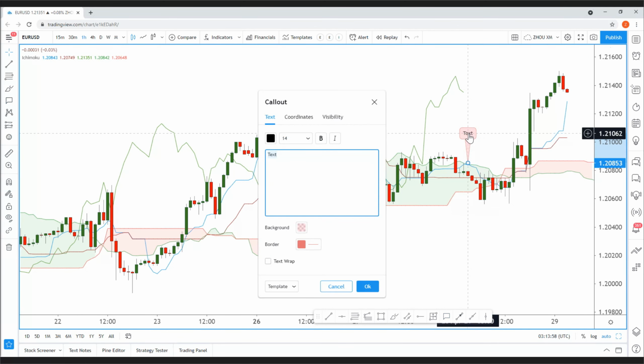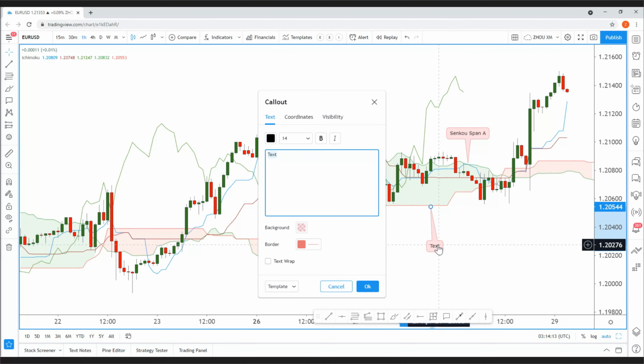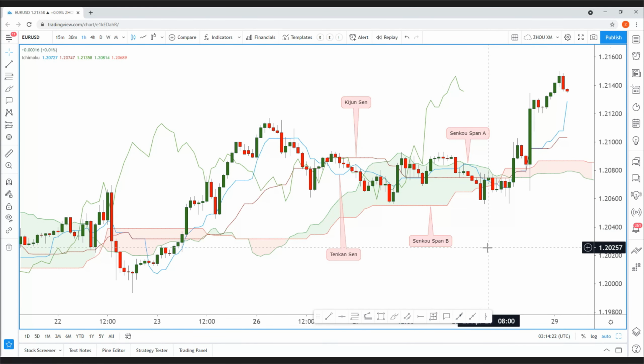It is also known as our leading span. So I'll write here Senko span A. And then we have our next span here, which is our Senko span B, our leading span B. So I'll write here Senko span B. And last but not least, there are the last two things that are not labeled.